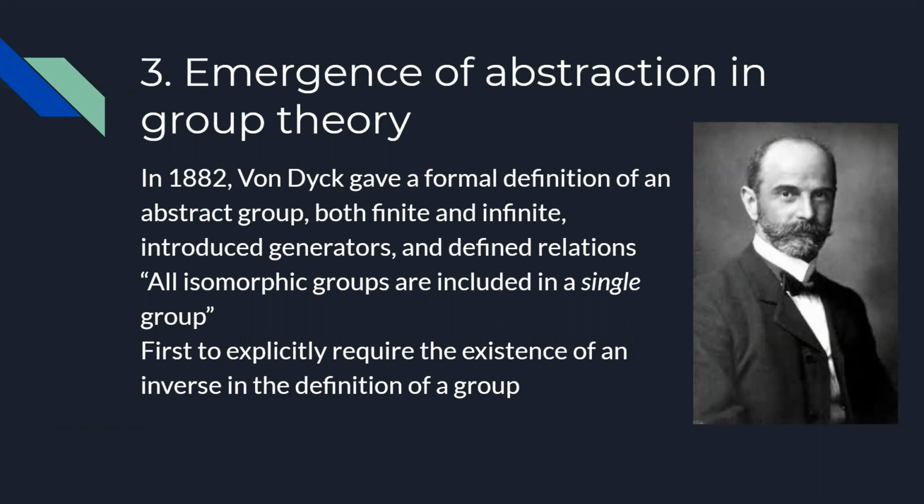So for example, groups of order 4 are the Klein 4 group, Z4, and Z2 cross Z2. And he was also the first to explicitly require the existence of an inverse in the definition of a group. So we're continuing to build on the definitions and properties of a group that we use today.